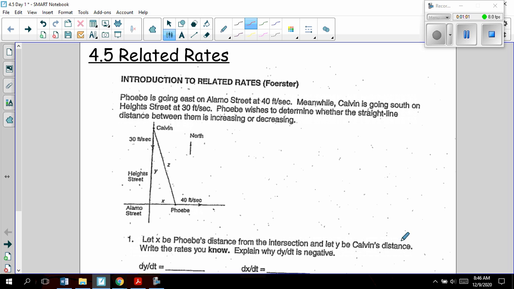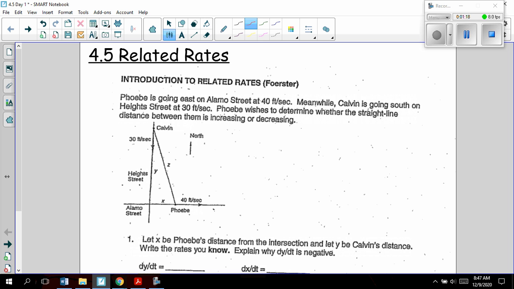All right, this first one, we use this example. It's just a very good example for talking through and introducing, and it allows us to get a lot of the things that show up in related rates in a very easy, broken down format, okay? So here's our first example.